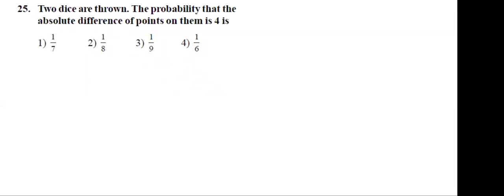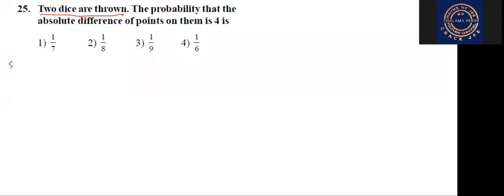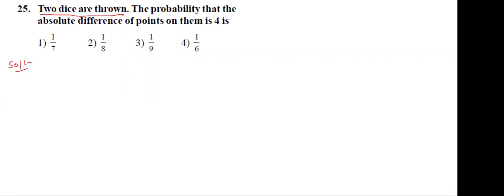Next question. Two dice are thrown. The probability that the absolute difference of points on them is 4. Suppose difference means absolute difference, like this. Absolute difference of points on them is 4.